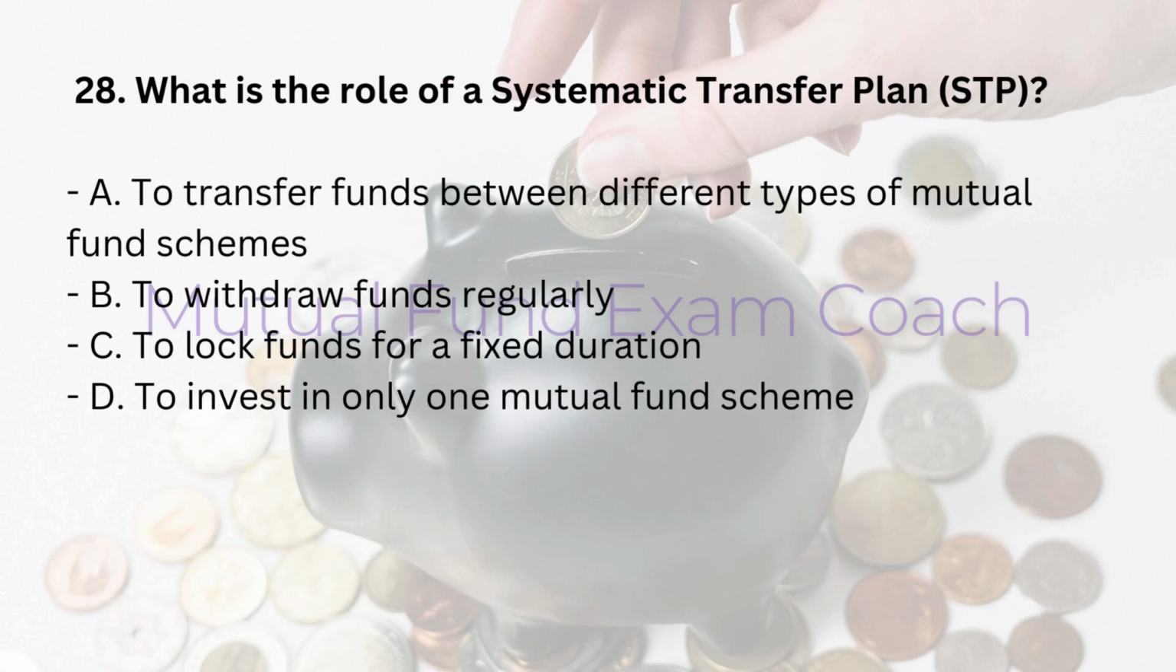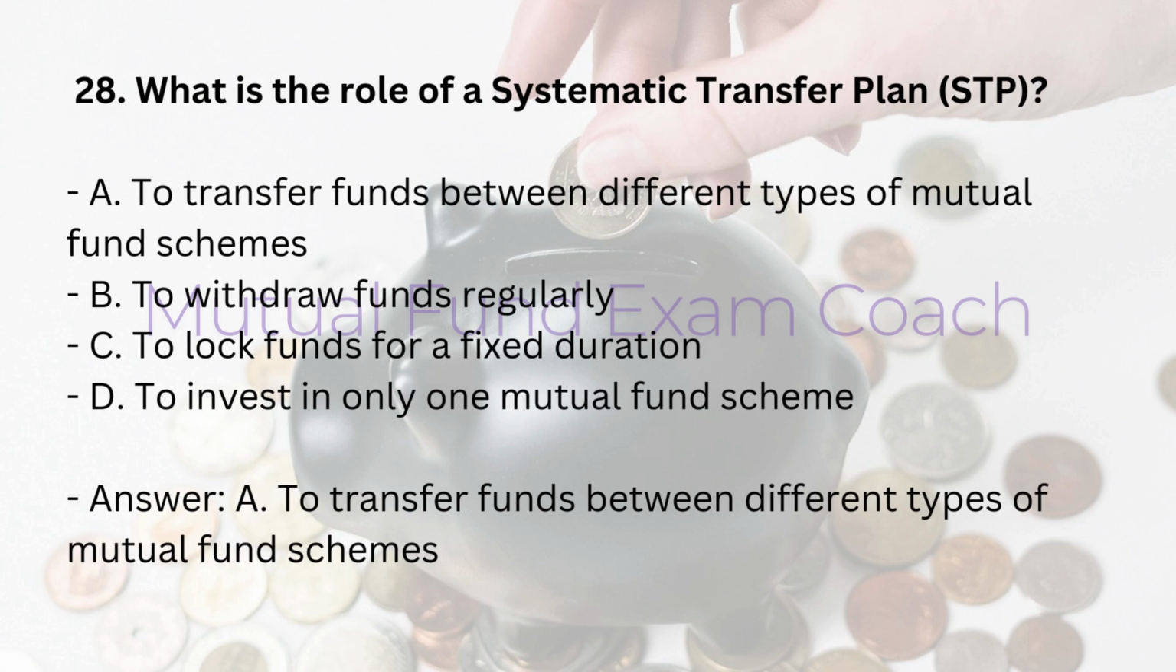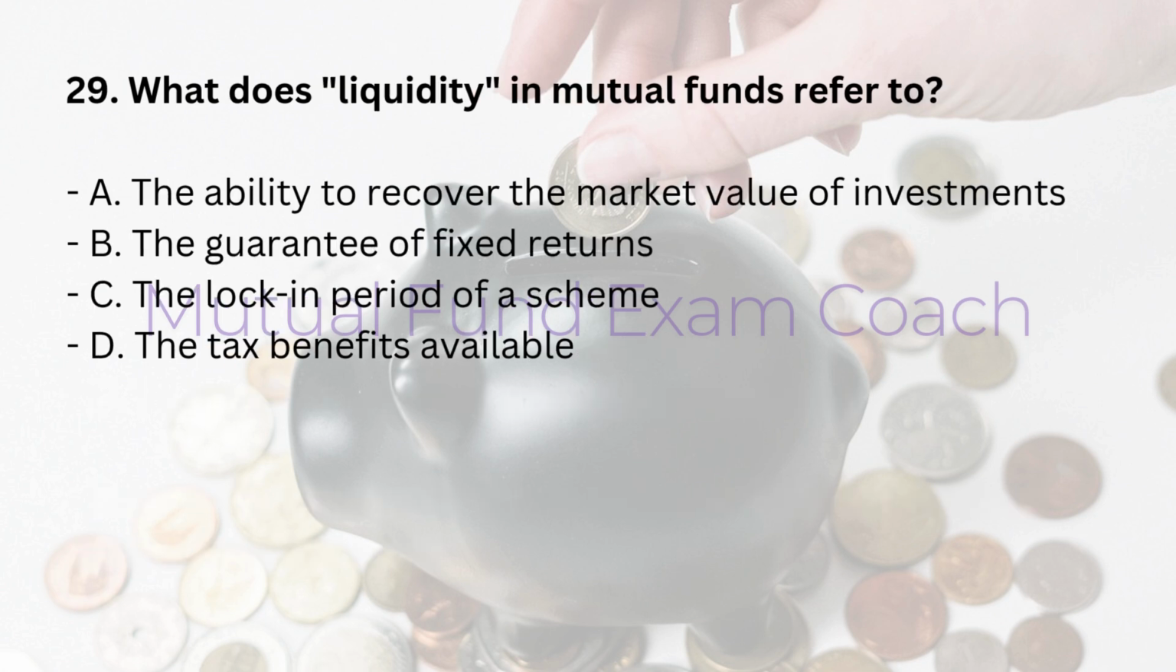28. What is the role of a systematic transfer plan, STP? A. To transfer funds between different types of mutual fund schemes. B. To withdraw funds regularly. C. To lock funds for a fixed duration. D. To invest in only one mutual fund scheme. Answer: A. To transfer funds between different types of mutual fund schemes.